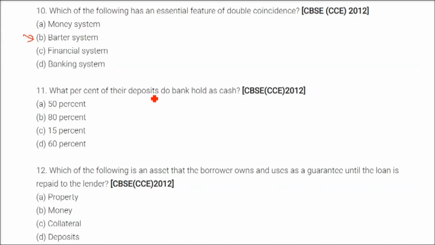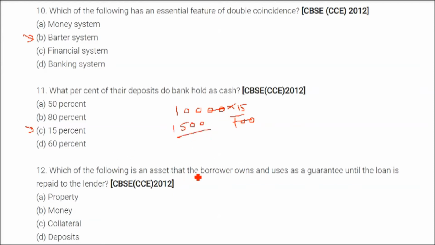What percent of their deposits do banks hold as cash? And we are talking about India. So the answer is 15%. Say all the people who are depositors have deposited a total of 10,000 rupees. So 15% of this has to be kept by the bank as cash, so around 1,500 they have to have as cash.